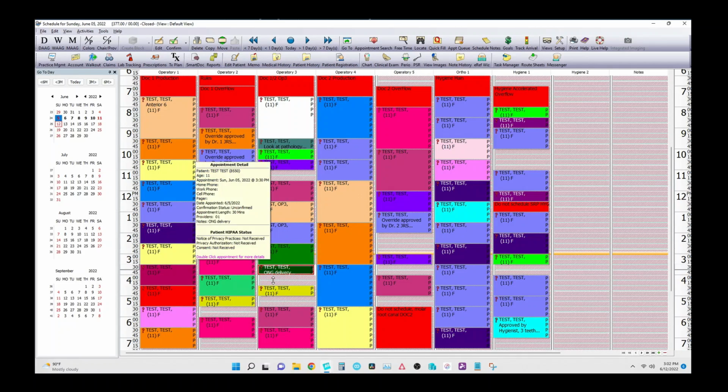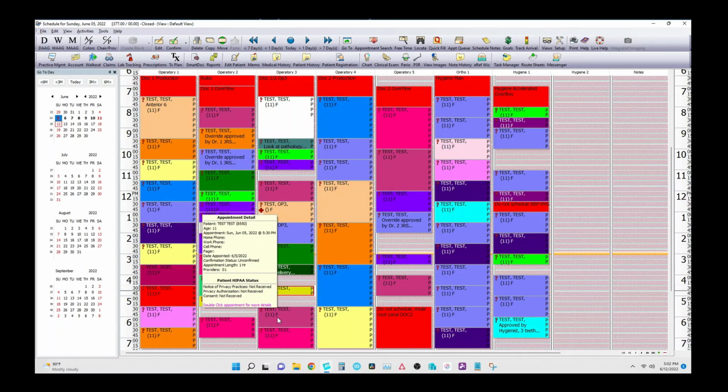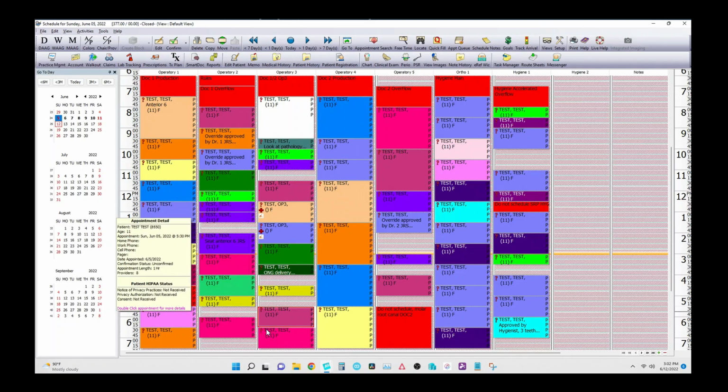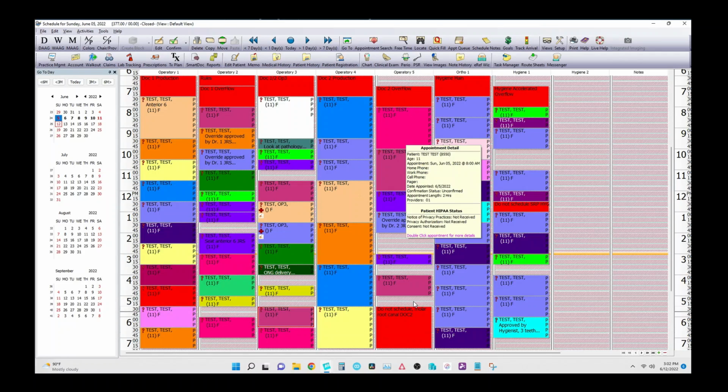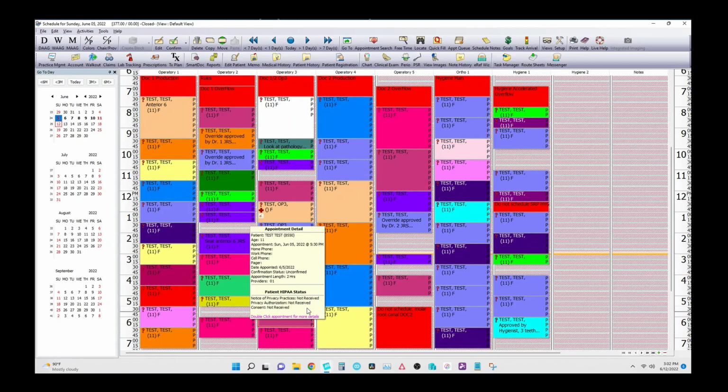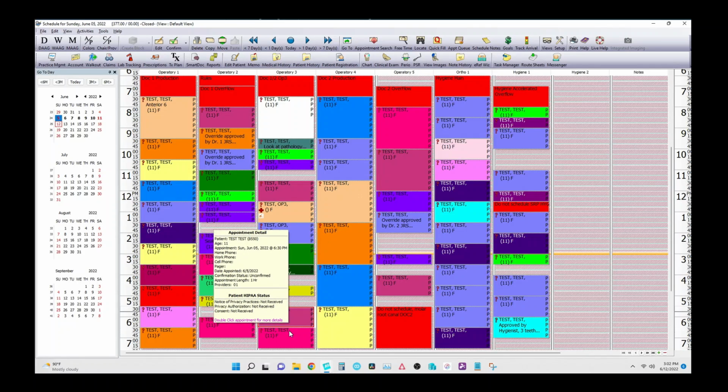And then again, here's some of these OP2 type appointments that have been put into OP3. Why? Because we don't have any availability on Dr. OP2 or Dr. OP1 for those appointments. So we just put them into OP3, not a problem, okay?